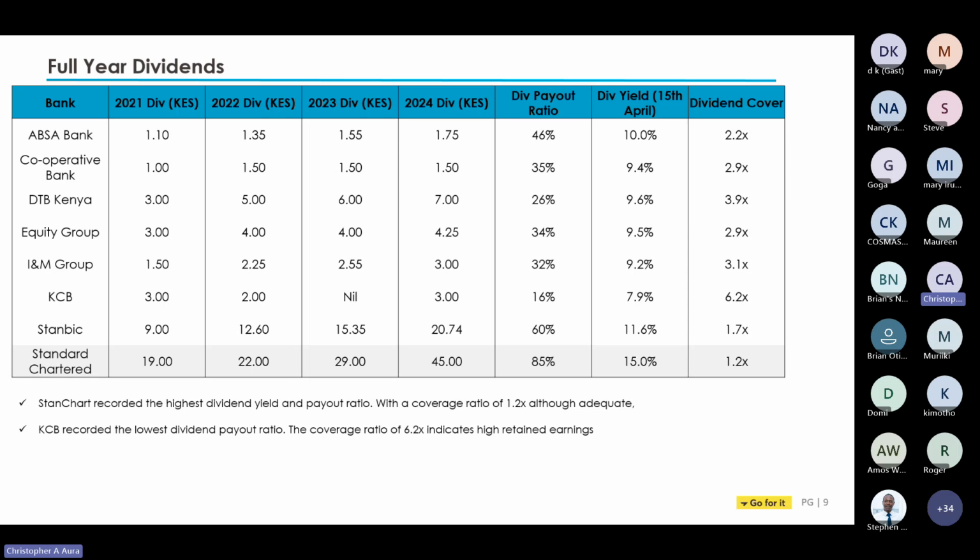But generally, the dividends within the banking sector were good. That's why you saw the prices rallying. And dividend coverage also, Standard Chartered has the lowest because they have already paid most of the amount to their clients. So dividend coverage is just showing you how many times the bank can use the earnings they have to pay the dividends. So that's it.